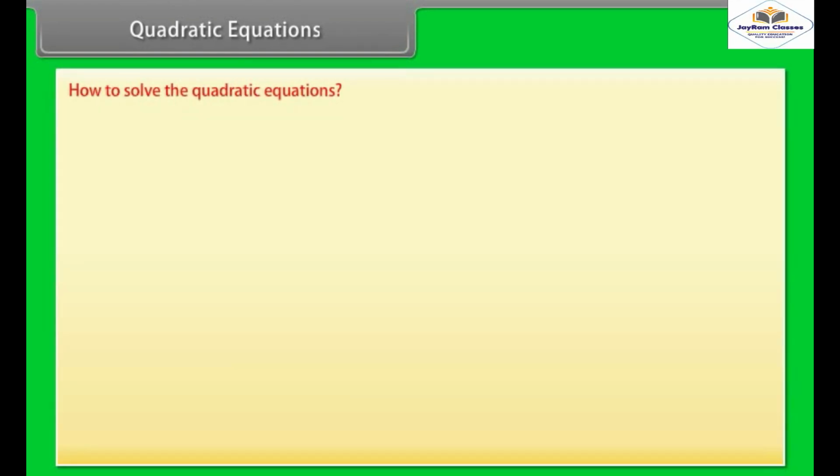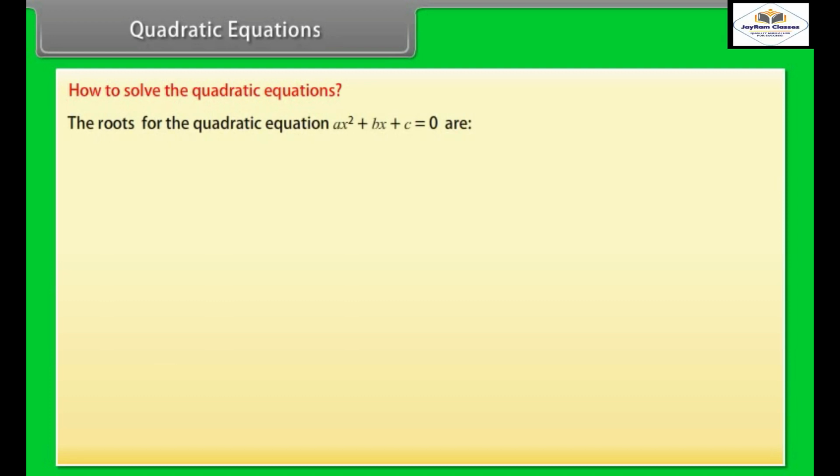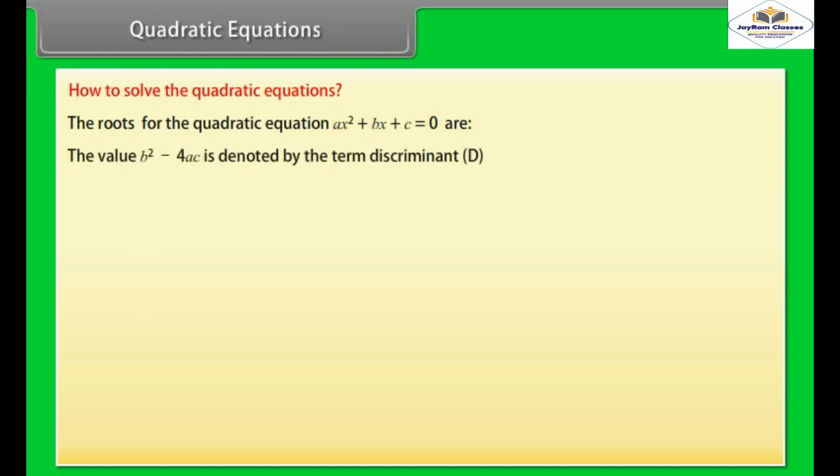Quadratic equations. How to solve the quadratic equations? The roots for the quadratic equation ax square plus bx plus c is equal to 0 depend on the value b square minus 4ac, which is denoted by the term discriminant d. That means d is equal to b square minus 4ac.